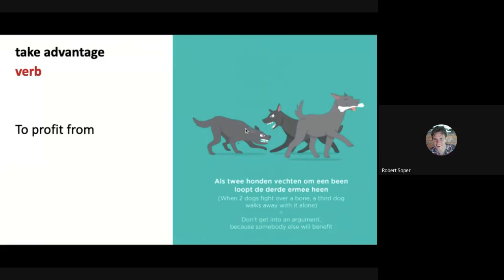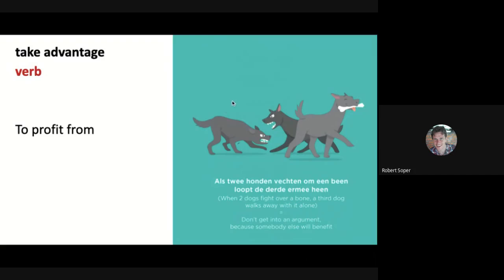So what happened was these two dogs were fighting over the bone. They both wanted the bone, but they got so busy fighting that this dog decided he was going to take the bone, and none of them noticed. They were too busy fighting. So because of the fighting situation, he profited from it. He took advantage of it.